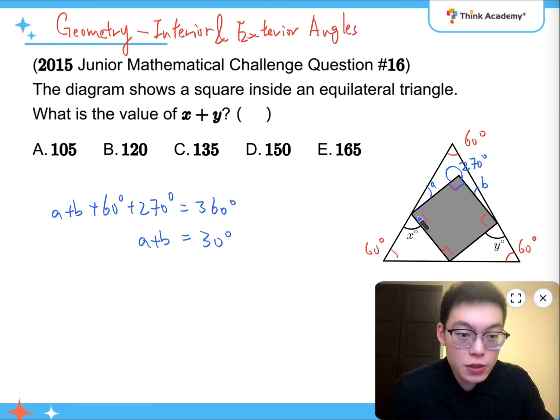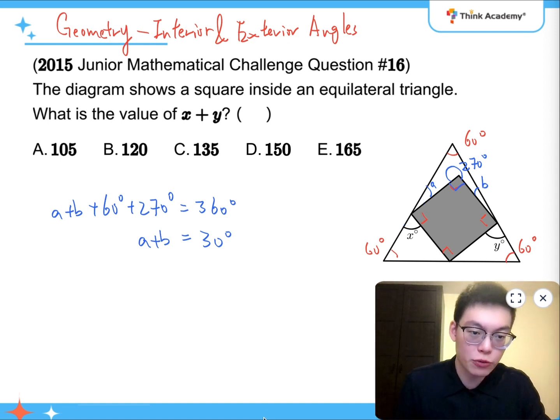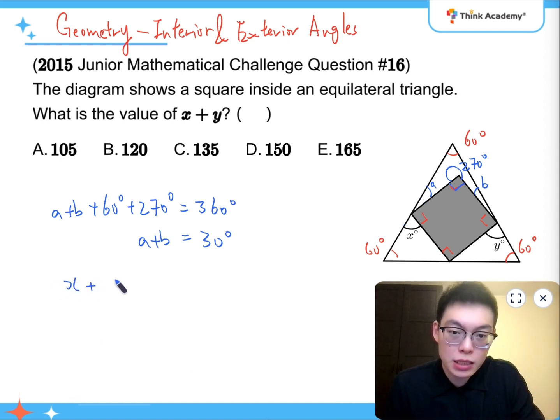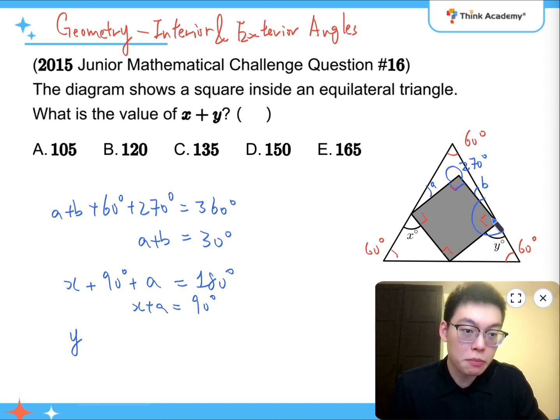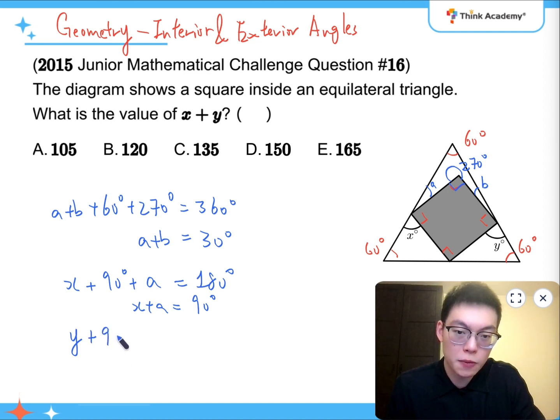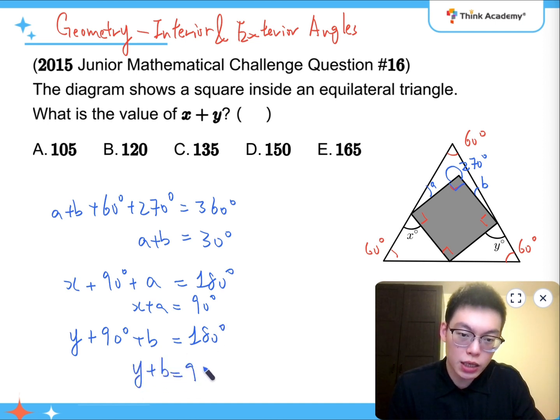Now we can also see that X is forming a straight angle which is 180 degrees with 90 degrees and the angle A. So that's 180 degrees, which means X adding A is 90 degrees. On the other hand, we have Y adding a right angle adding B is going to be equal to 180 degrees as well, which means Y adding B is also 90 degrees.